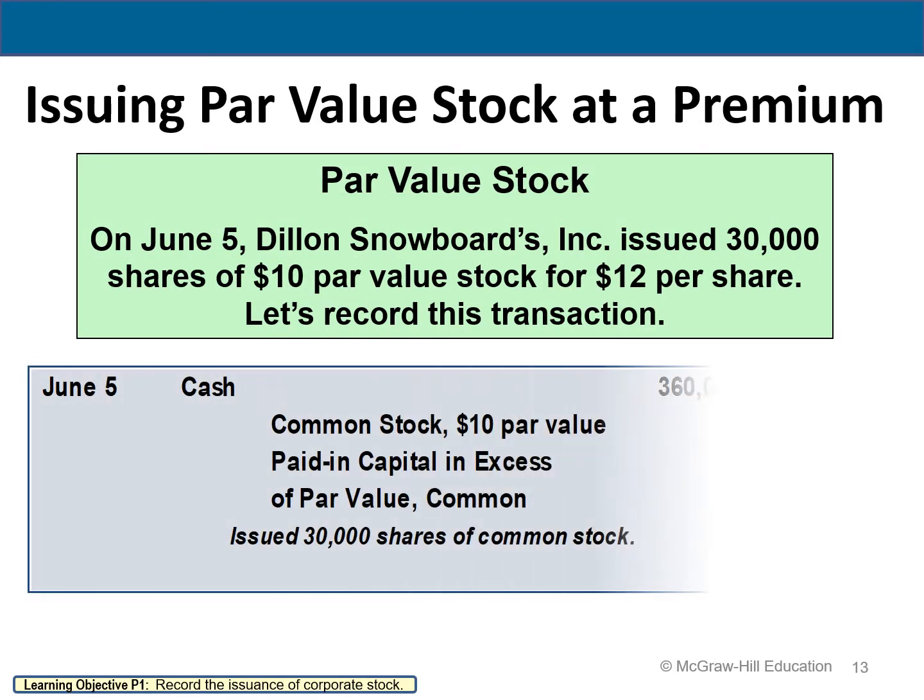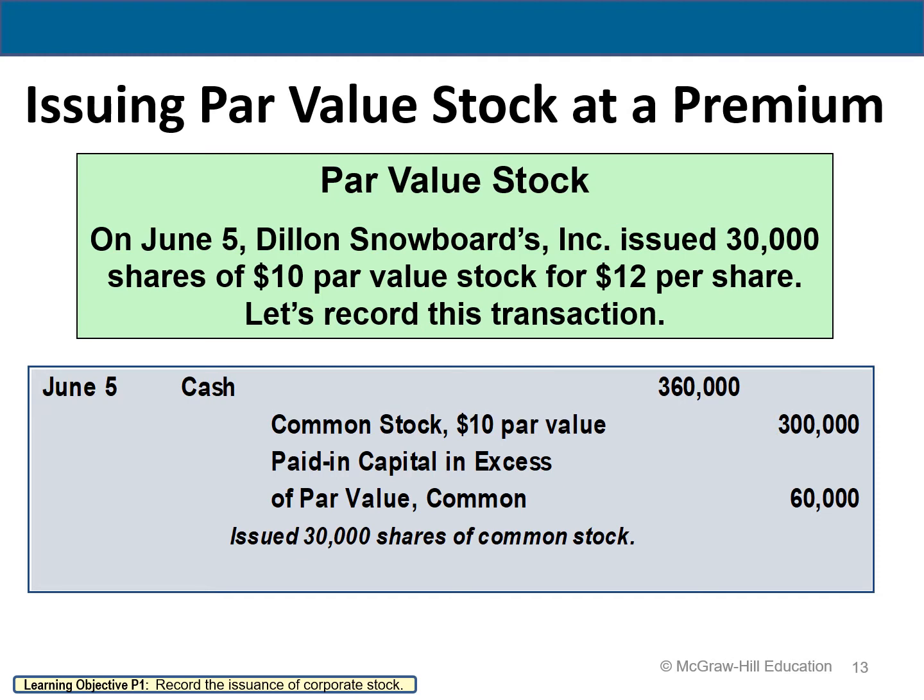So let's say that on June 5th, Dylan Snowboards issues 30,000 shares of $10 par value stock for $12 per share. To record that transaction, we sold it for $12 a share, so 30,000 times $12 a share. We're going to receive $360,000 of cash, so we'll debit cash for $360,000. The common stock account is always credited for the par value, and then anything in excess of par goes to this account we called paid in capital in excess of par.